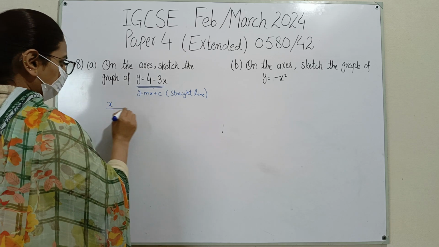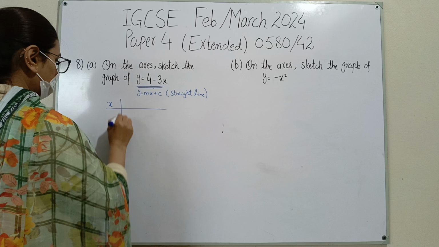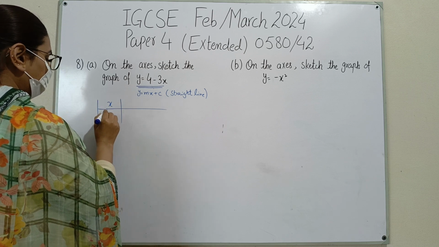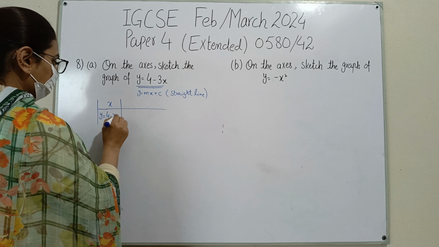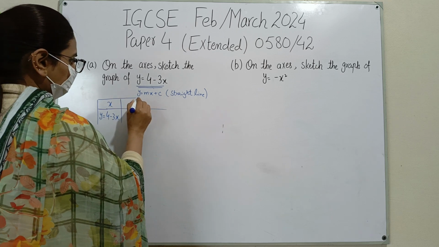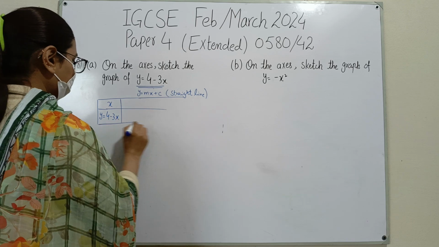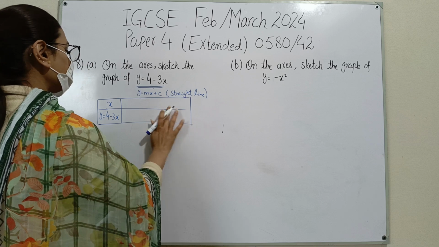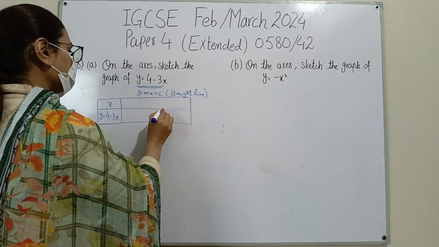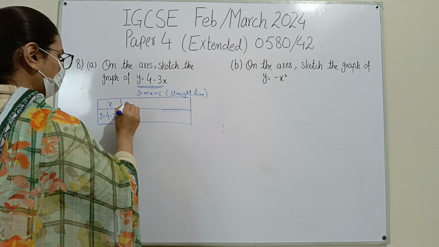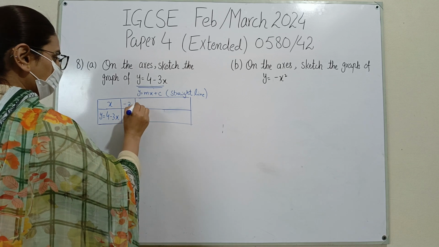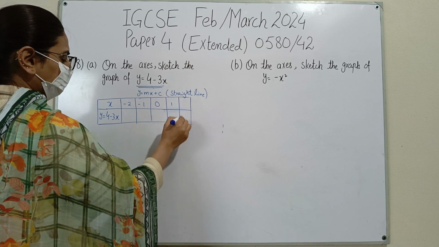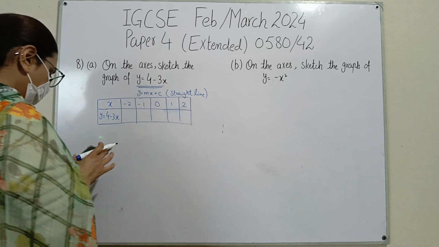Suppose we put different values of x over here, and we will obviously get the values of y for this respective value of x. These values are random values. You can put values of your own choice. I'm starting from -2, -1, 0, 1 and 2.